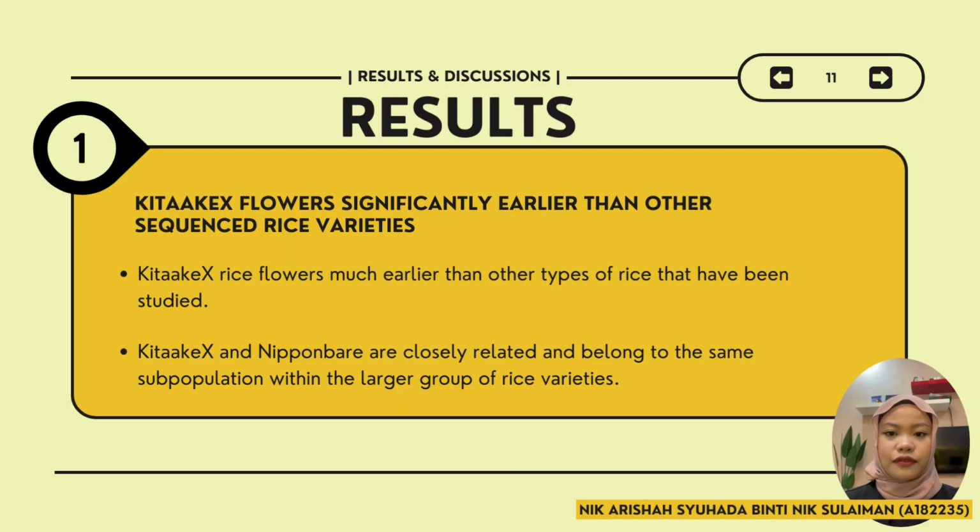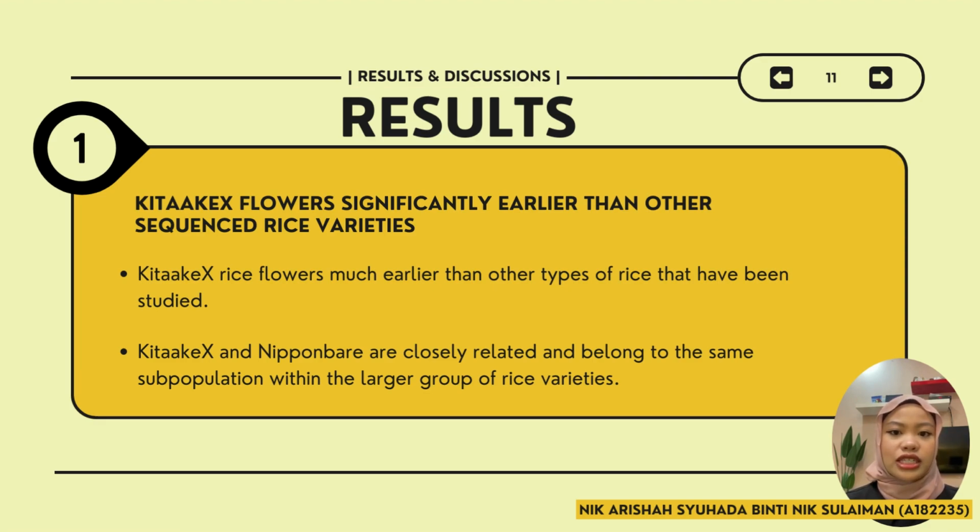The result obtained from this study is that a variety of rice, KITAAKEX, was identified to flower much earlier than other sequenced rice varieties. Under long day conditions, KITAAKEX starts flowering at around 54 days after germination, while other varieties like Nipponbare and 9311 flower much later, ranging from 79 to 134 days after germination.